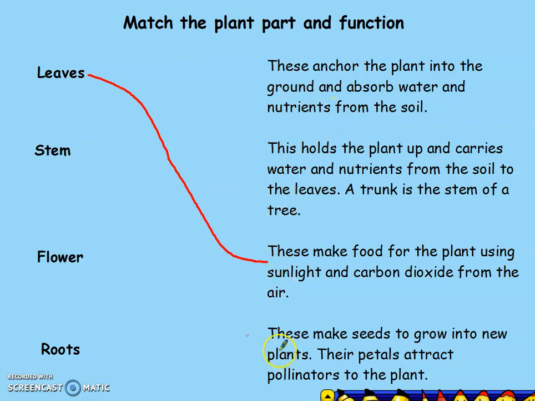Which of these? I hope you're all shouting at your screens telling me. The stem would be this one, because it holds the plant up and it carries water and nutrients from the roots through to the leaves. Which leaves flower and roots left. We know that roots anchor the plant into the ground and they absorb the water and the nutrients from the soil.